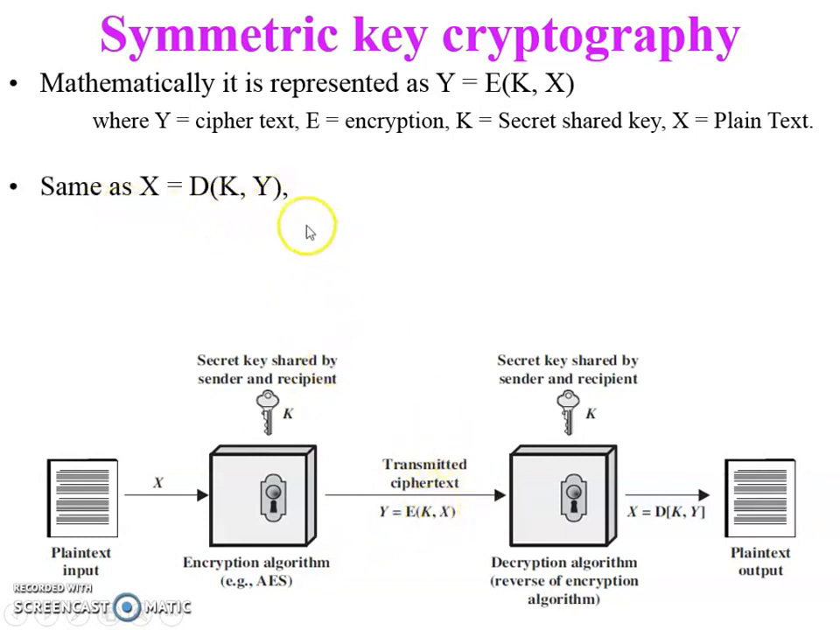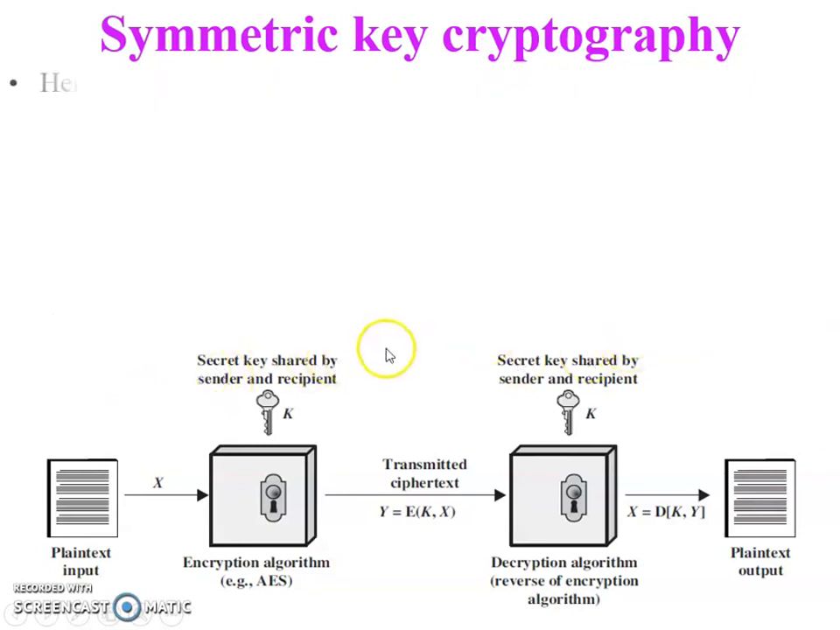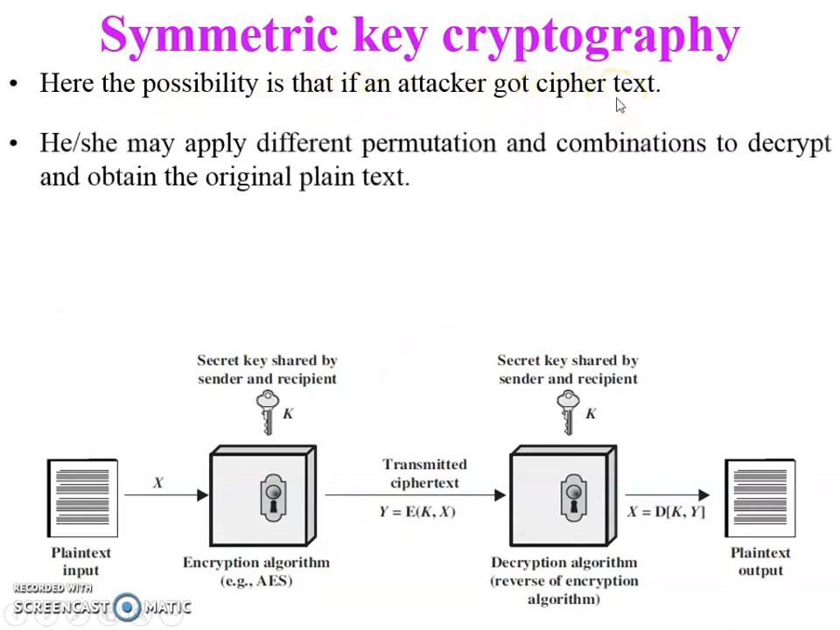So how can we represent this mathematically? As per the figure, X is the plaintext, and E is the encryption algorithm. The other input of the encryption algorithm is the secret shared key. So E of K, X: both K and X are applied to the encryption algorithm and it generates Y, where Y is equal to the ciphertext.